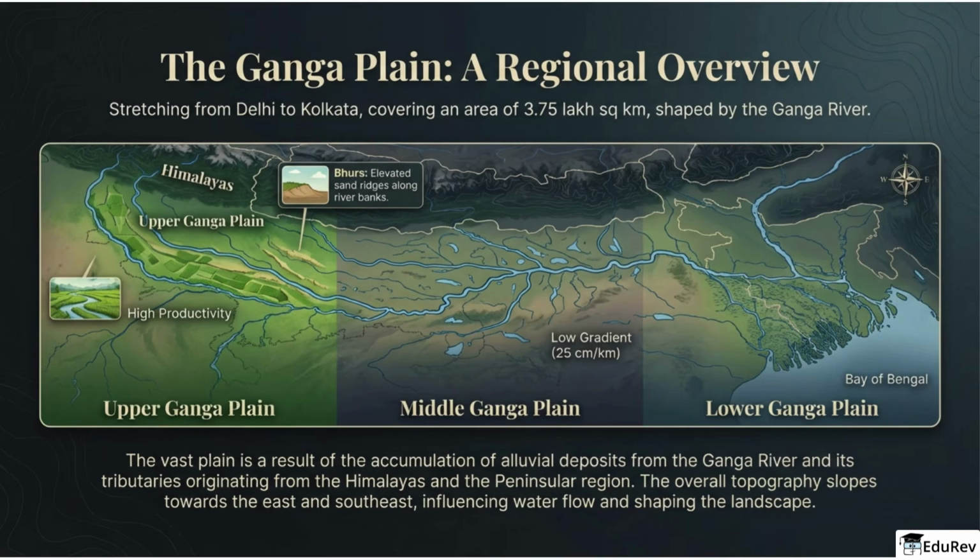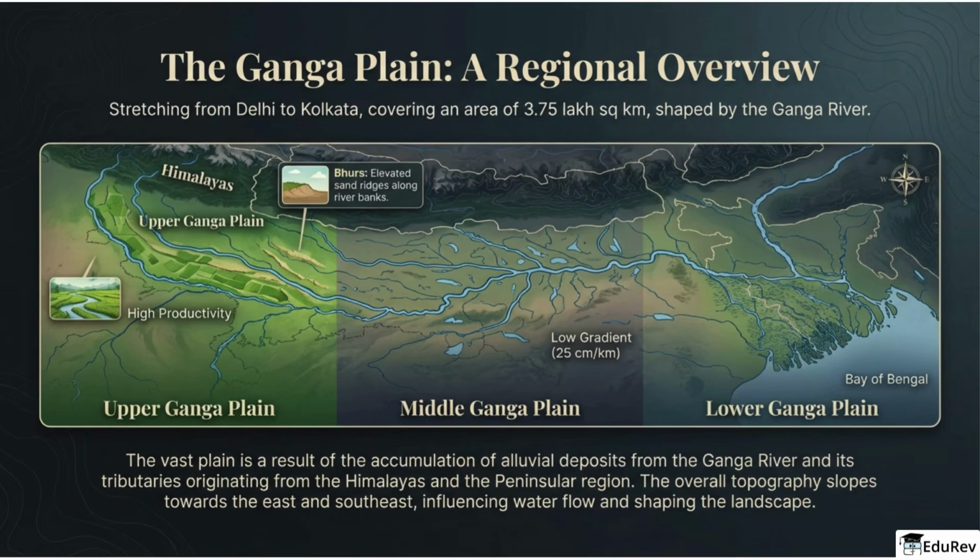In the upper plain, note high productivity. A specific landform is highlighted. Bhoors are elevated sand ridges along riverbanks. In the middle section, note the low gradient, about 25 centimeters per kilometer, which is why the river spreads and meanders. The base explanation is clear on the slide.